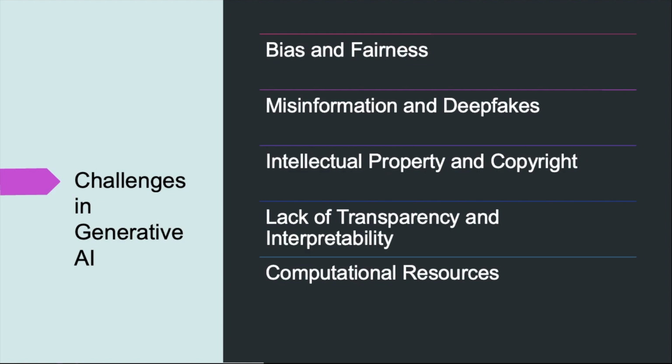Next, we have lack of transparency and interpretability. Many generative AI models are black boxes, making it challenging to understand how they arrive at specific outputs. This lack of transparency can hinder trust and accountability, especially in critical areas such as healthcare or criminal justice.